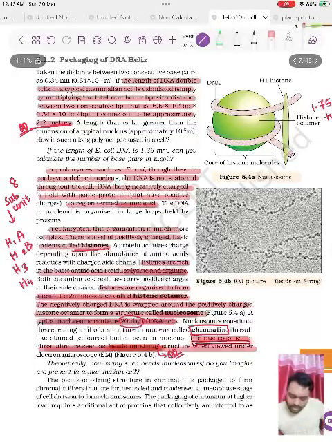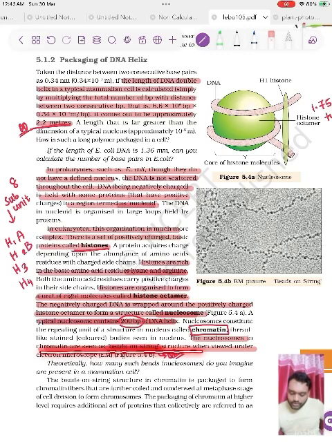Nucleosomes in chromatin are seen as a beads-on-a-string structure. They have said that if we see the beads-on-a-string structure, what is this? That is your nucleosomes in chromatin. This has been asked many times.